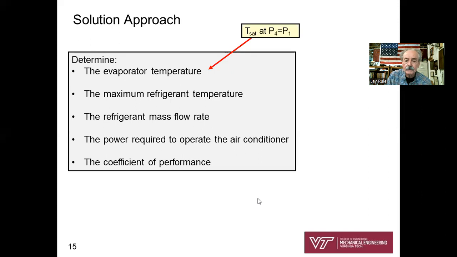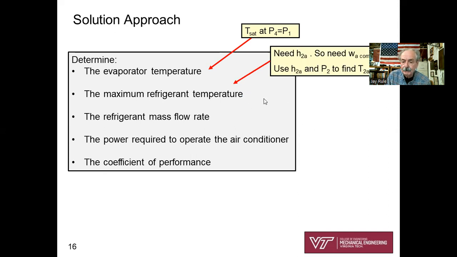All right, so let's look at the solution approach. So I've listed, here's what we're looking for. Wow, the evaporator temperature. That should be easy. We know P1 equals P4. All we got to do is go to our pressure table for R134a and look up the saturation temperature, the boiling point. That's the evaporator temperature.